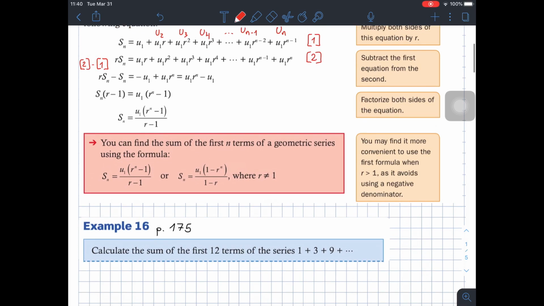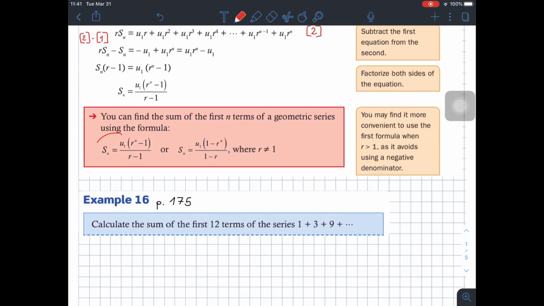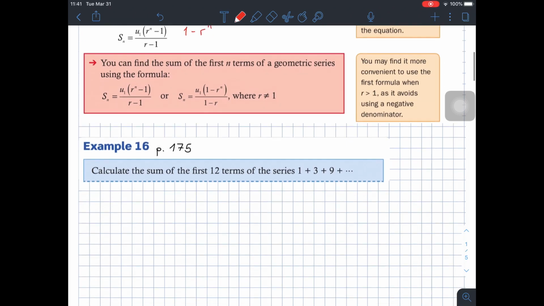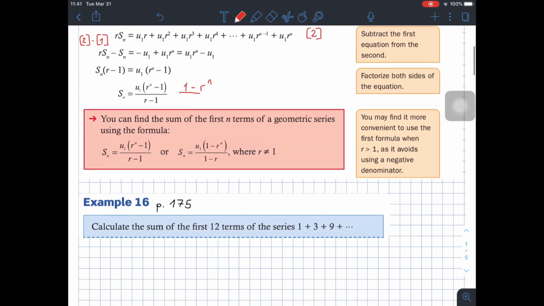That's the formula, okay? So it says you can find the sum of the first n terms of a geometric series using this formula. This one, which if you see is the same as this formula. If we change the signs of the terms inside the parentheses, we would get positive 1 minus r to the power of n. And in order to have the same equation, we should also change the signs of the terms we have down, right? So this would be 1 minus r. So you see that this way of expressing the formula is exactly the same as this one.